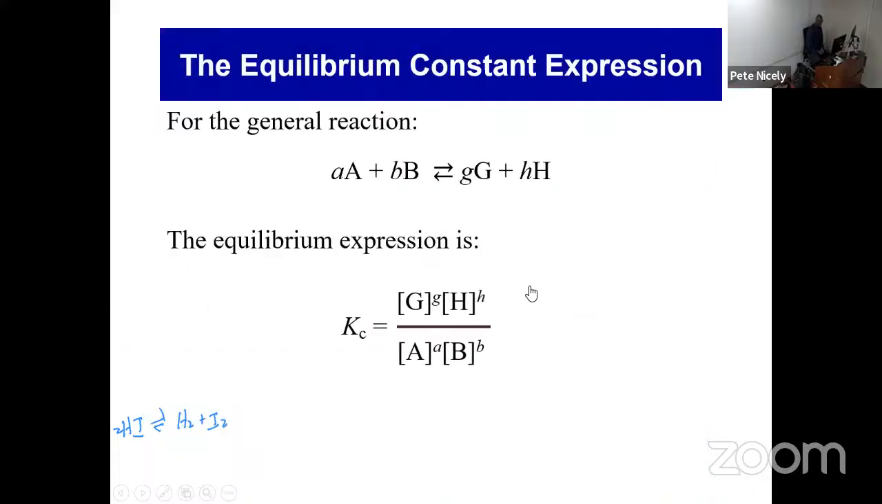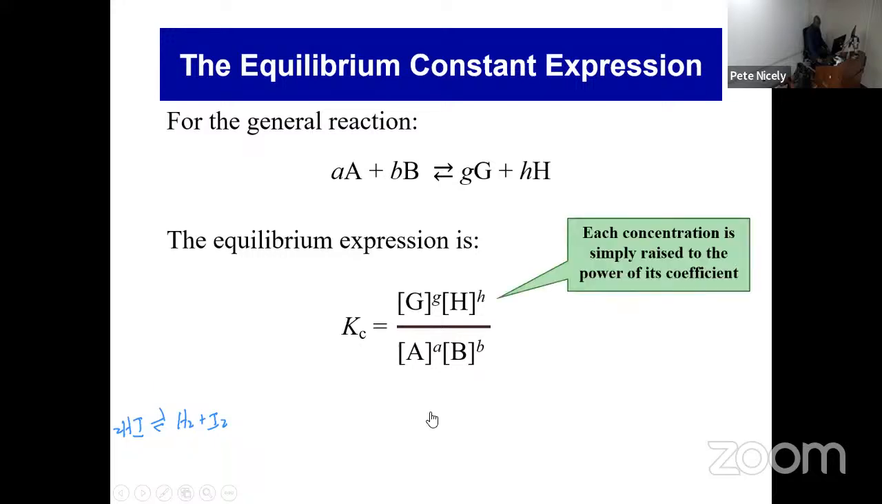So generally speaking, and this is just a general hypothetical case, if you have this system in equilibrium, right, where the upper case represents the formulas of the substances and the lower cases represent the coefficients, then we can write down a general equilibrium expression where Kc, which is a constant, is equal to the concentration of G raised to the g power times the concentration of H raised to the h power, all divided by the concentration of A raised to the a power times the concentration of B raised to the b power, right? And we find experimentally that that ratio is going to give a constant.